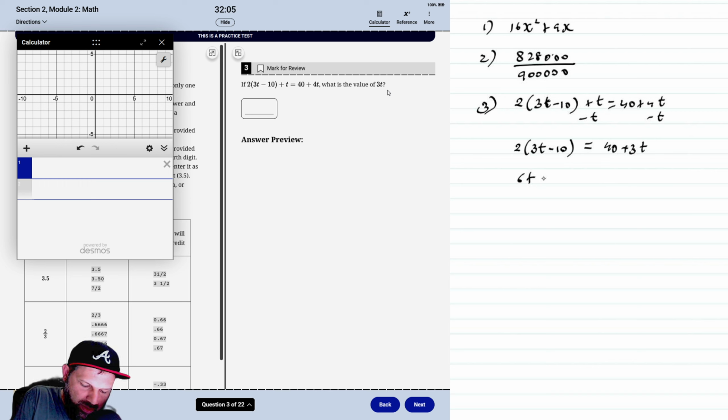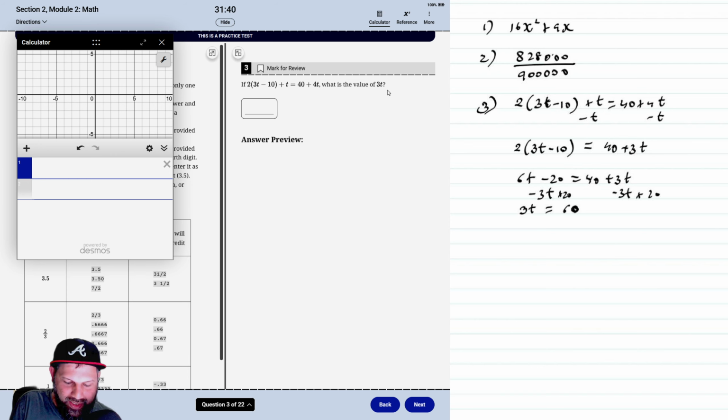Okay, so I'll expand this. We'll get 6t minus 20 equals 40 plus 3t. Subtract 3t on both sides and add 20 on both sides. So you will get 3t is going to be equal to 60. Not 6 and the letter t, but the number 60. So the answer is going to be equal to 60.